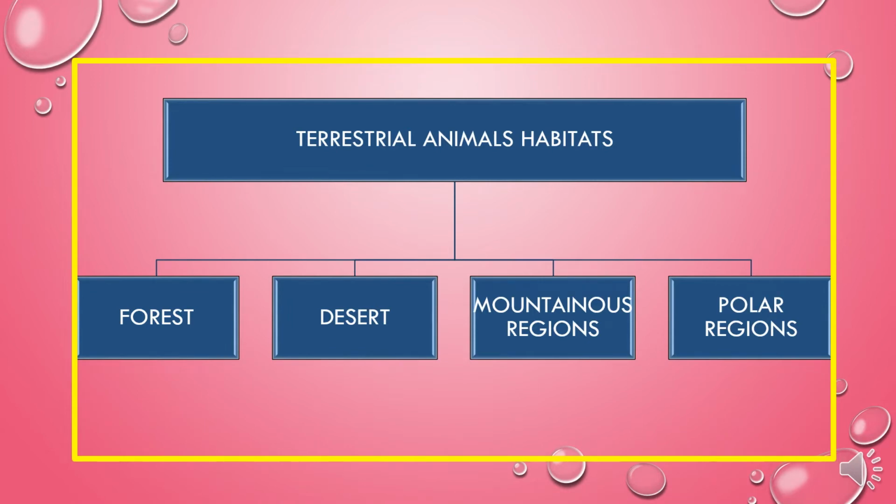Now, terrestrial animals' habitats are of four categories: forest, desert, mountain regions and polar regions. We will be discussing each one of them separately, while discussing what type of animals live there and what are their special features to survive in that particular environment.